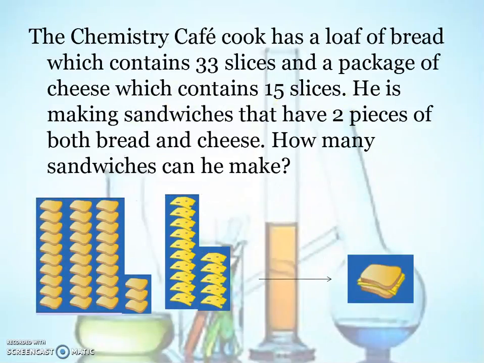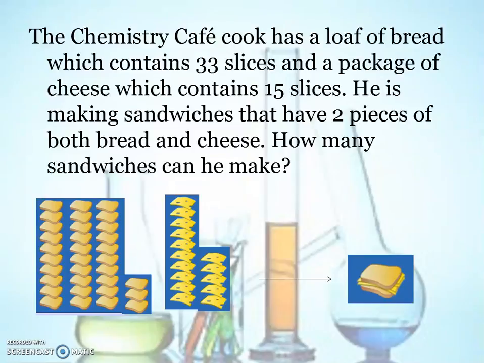All right, so the Chemistry Cafe cook has a loaf of bread which contains 33 slices and a package of cheese which contains 15 slices. He's making sandwiches that have 2 pieces of both bread and cheese. So 2 pieces of bread, 2 pieces of cheese. How many sandwiches can he make?